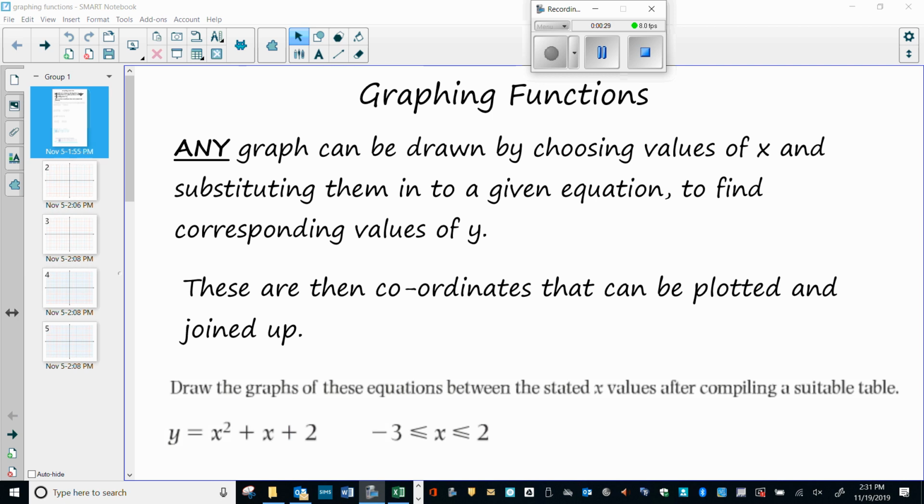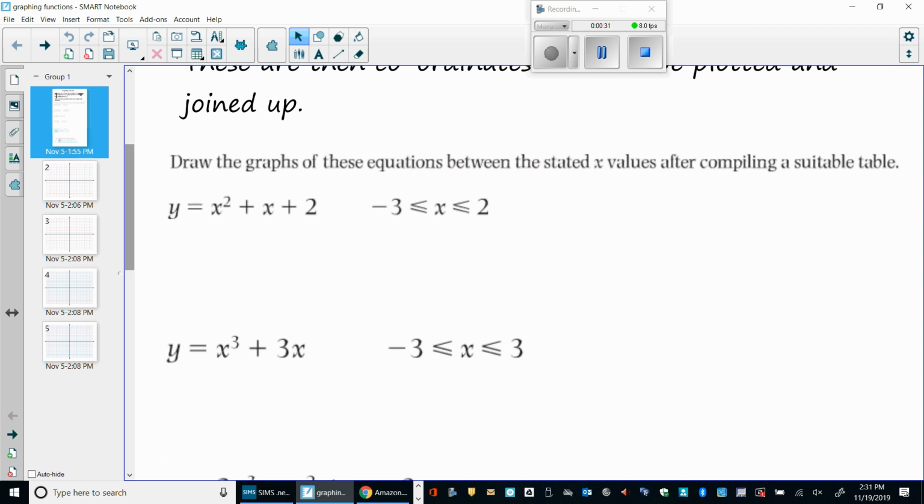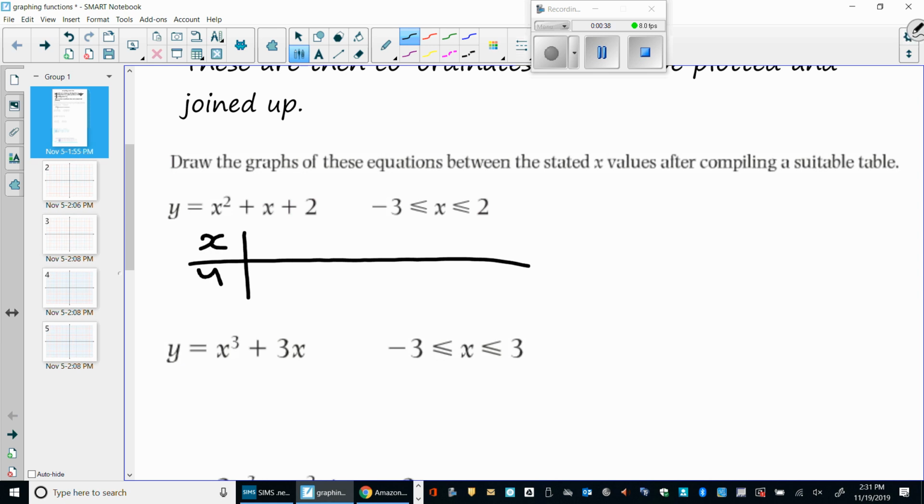Okay, so here's an example. The best way of doing this is to set up a little table of values. So we have our x, we have our y. Now, we have to understand what this little range here means. It tells us that our x values are going between -3 and 2.